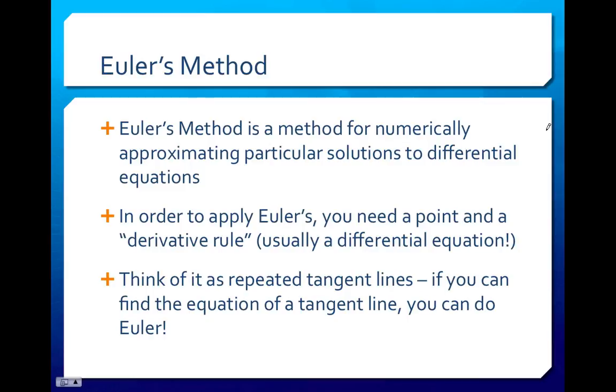And what Euler's method does is it repeats tangent lines. Okay? If you can find the equation of a tangent line, you can do Euler's method. All right? It's just tangent line after tangent line after tangent line.